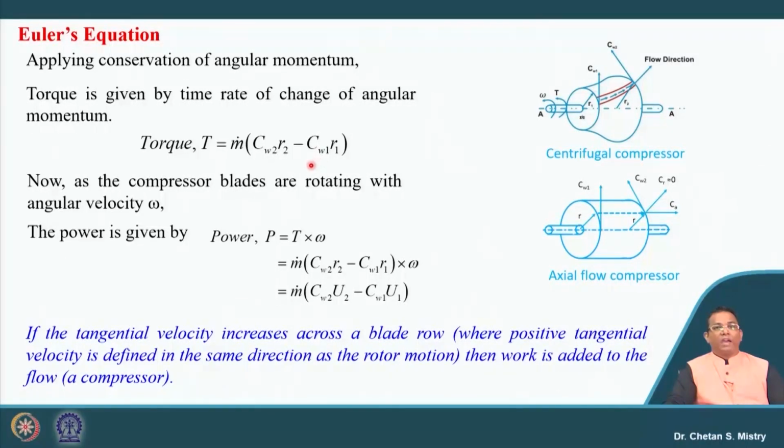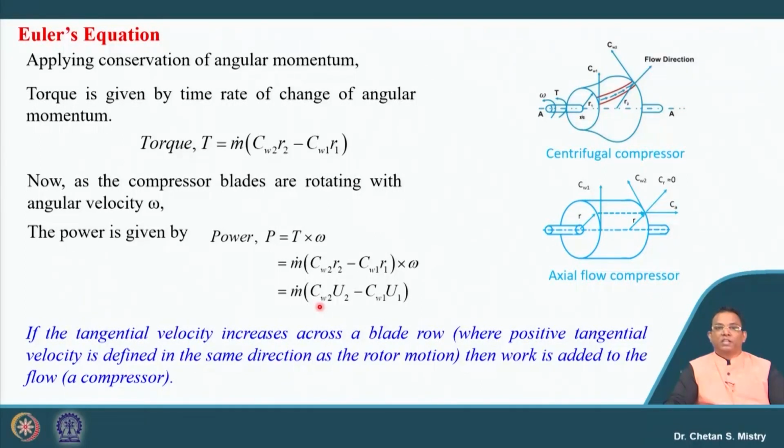Now, we have these blades rotating at some angular speed, say omega. If I multiply my torque with the angular velocity, that gives me my power as m dot into Cw2 U2 minus Cw1 U1.